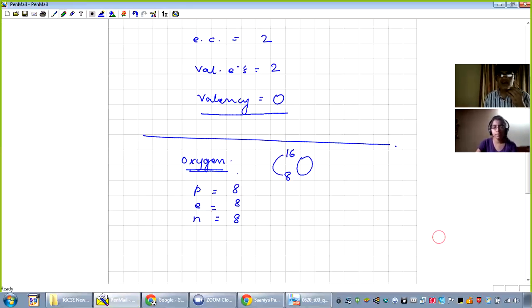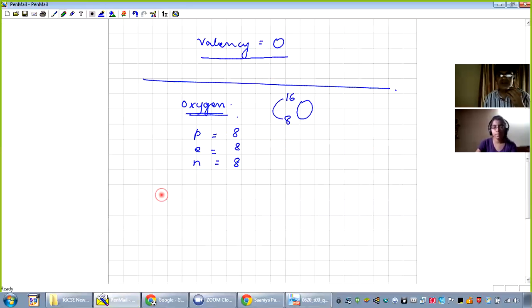The next thing that I'm going to come to is its electronic configuration. In the first orbit there will be 2 electrons maximum you can fill. There are 8 electrons as 8 protons are there, so 6 more electrons will be placed in the second orbit, therefore 6 electrons. The next part is valence electrons and finally valency.